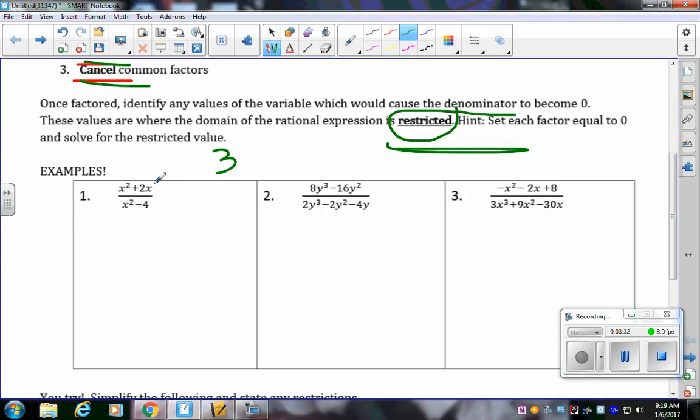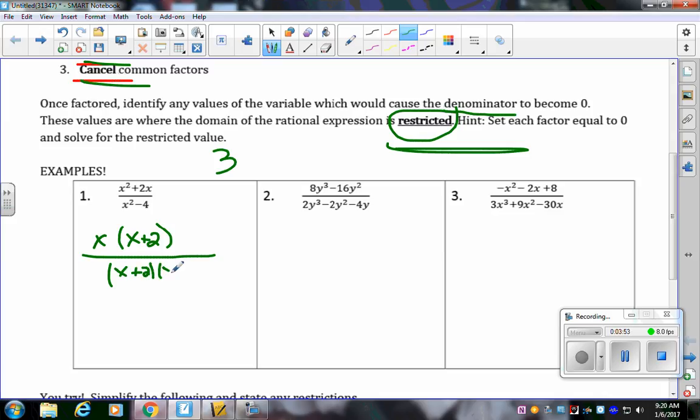All right, so up top, I can pull out a GCF of x, which leaves me with x plus 2. Okay, that is completely factored. There are no more exponents. Nothing else can be done. In my denominator, I can factor that. That is a difference of perfect squares. So x plus 2 and x minus 2.